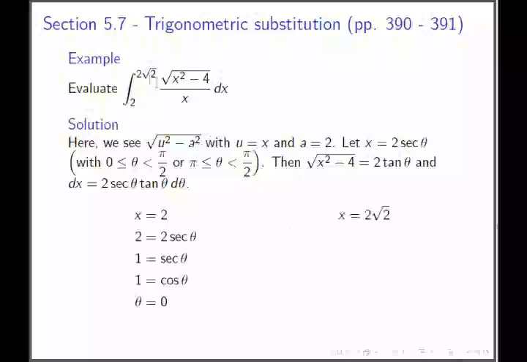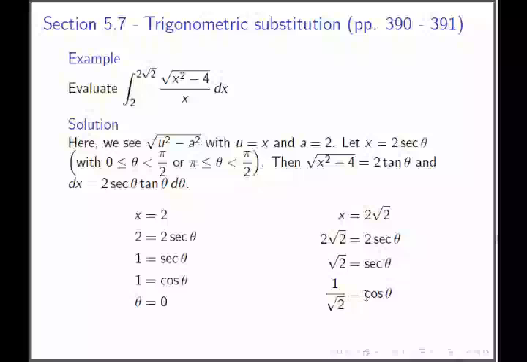Okay, let's try the top limit of integration. If x equals 2 square root of 2, then we substitute that into this substitution equation. So 2 square root of 2 equals 2 secant theta. Divide both sides by 2, invert both sides so that we can get a cosine, and remember that 1 over square root of 2 is equal to square root of 2 over 2, which might be more familiar, right?